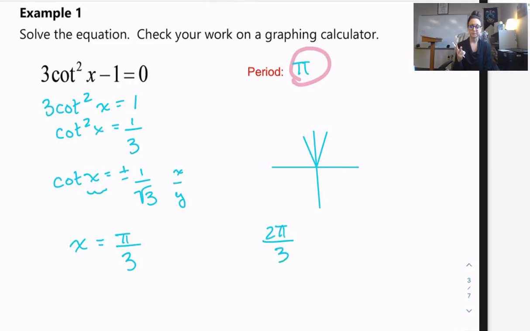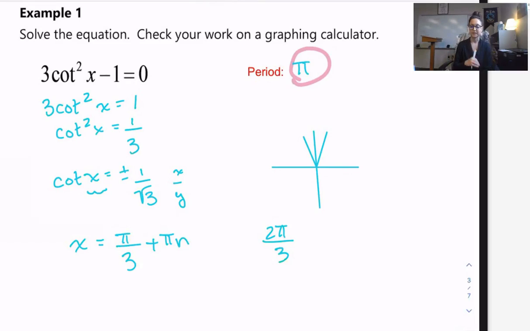So those are the first 2 solutions. Now they're going to repeat every pi, because I remember period is how long it takes until we get repetition. It's going to repeat every pi. So I'm going to go plus pi n. And again, n is an integer, so I'm going to go plus 1 pi, plus 2 pi, plus 3 pi.